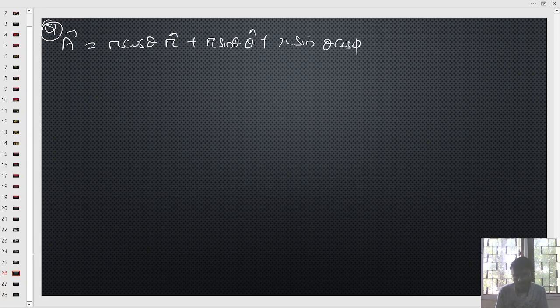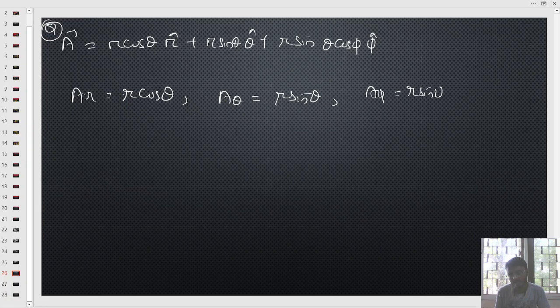Let me see how the problem comes. Suppose a question is given like this, as an example: a vector is given as r cos theta r cap, plus r sin theta theta cap, plus r sin theta cos phi phi cap. You have to find the divergence. First of all, look at the components. Ar is r cos theta, a theta is r sin theta, and a phi is r sin theta cos phi.